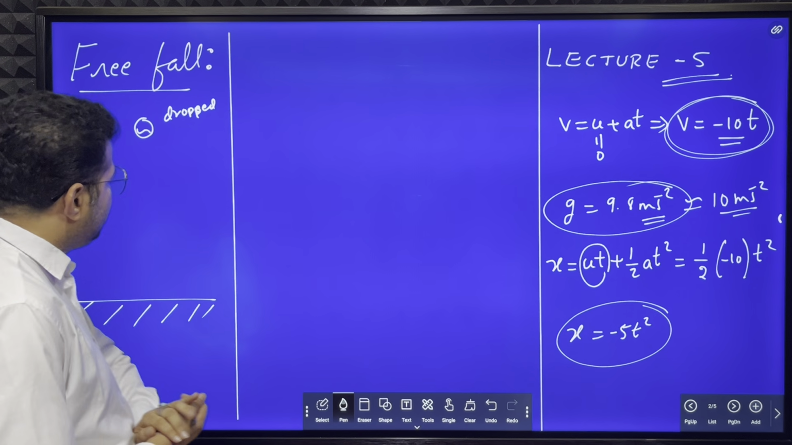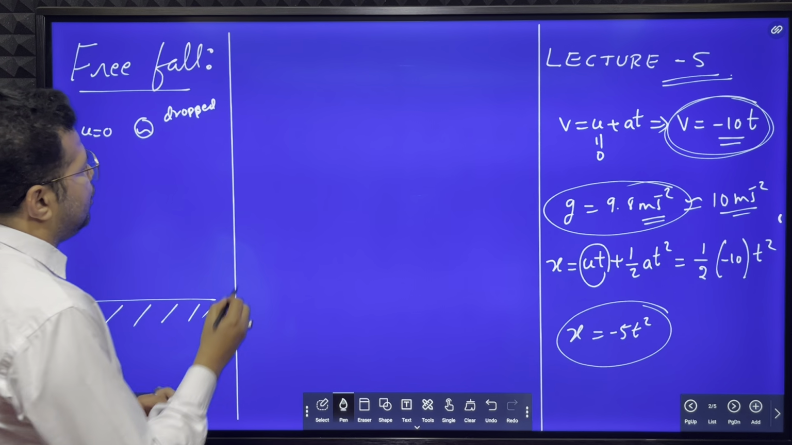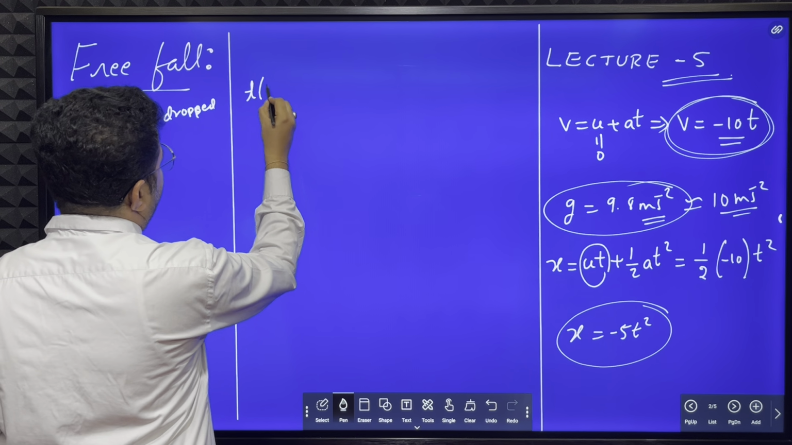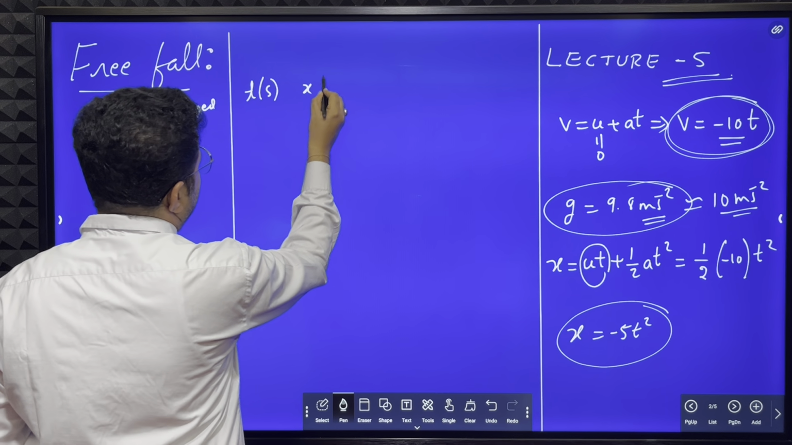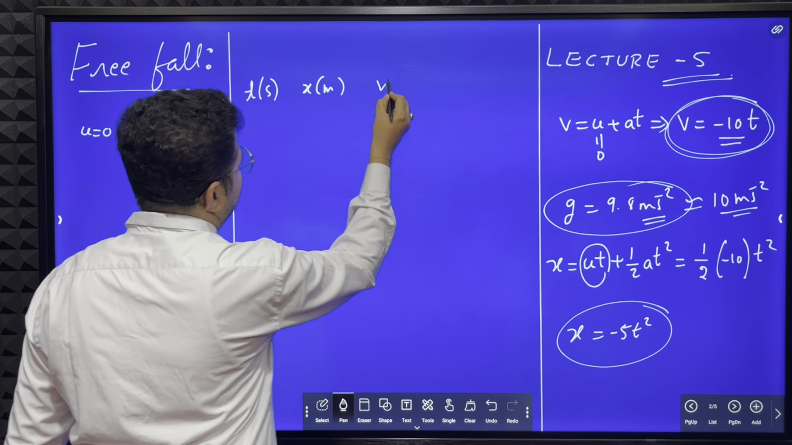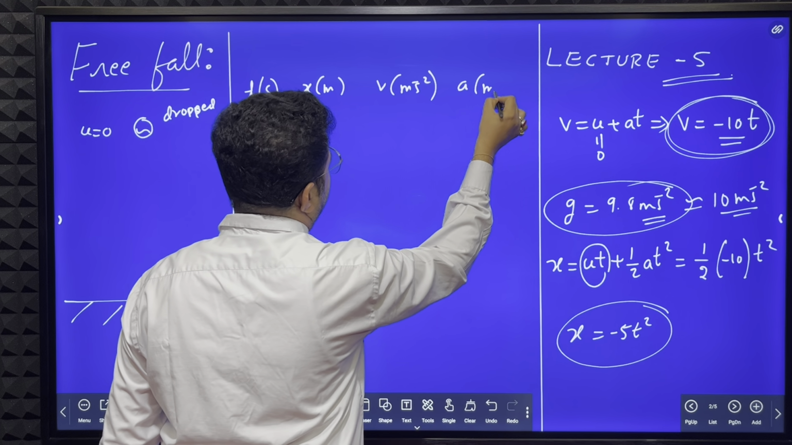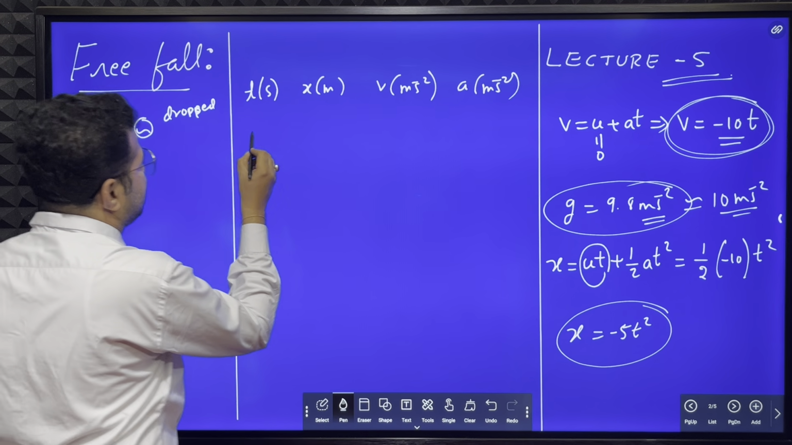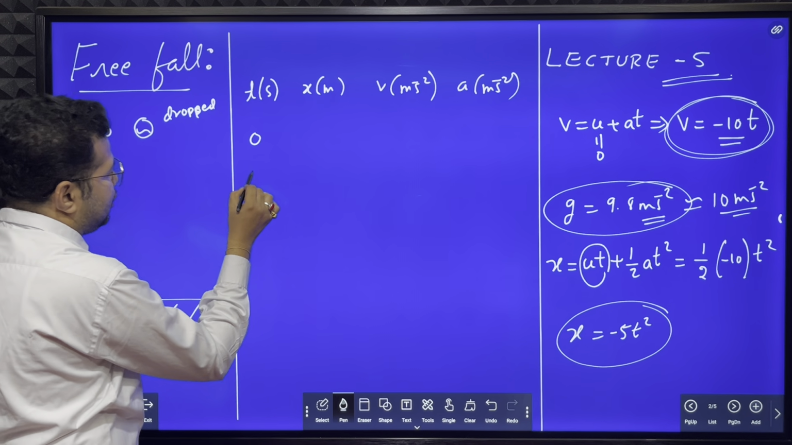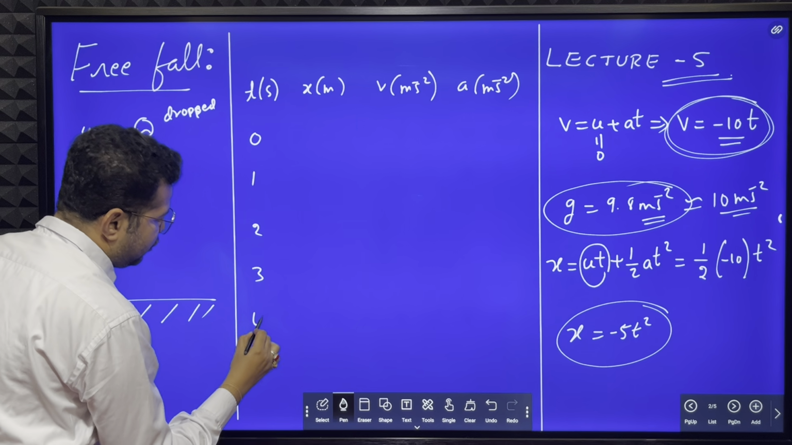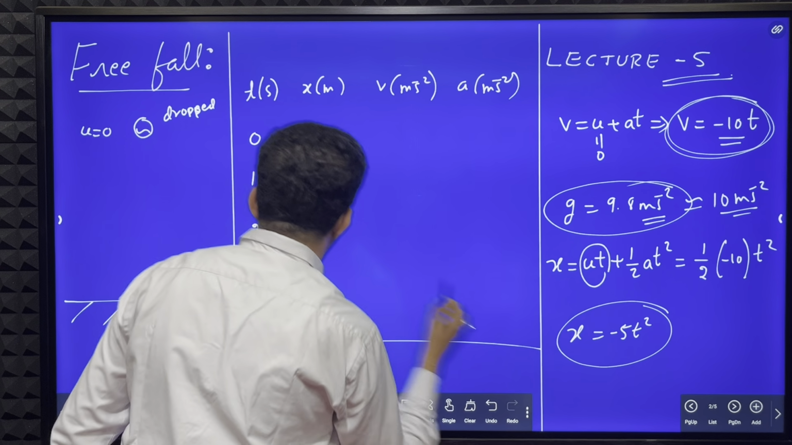For that I will draw a table. The first column would be time in seconds, next displacement in meter, next velocity in meter per second, and the last one is acceleration in meter per second square. When the time is 0, what is the case? Then 1 second, 2 seconds, 3 seconds, 4 seconds, 5 seconds. Let us see what happens.